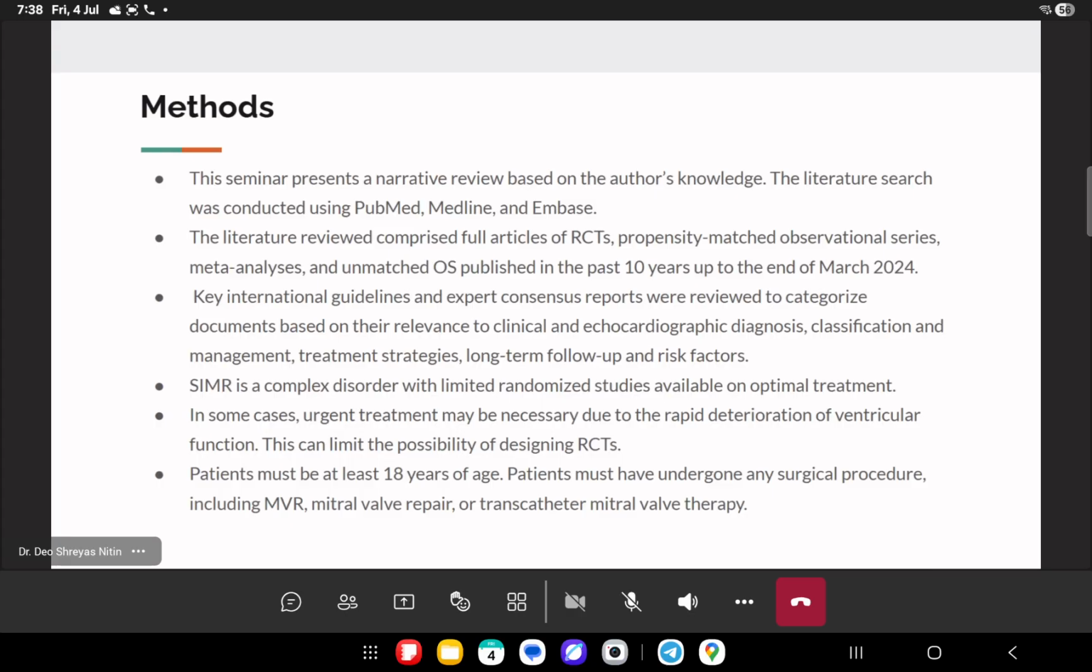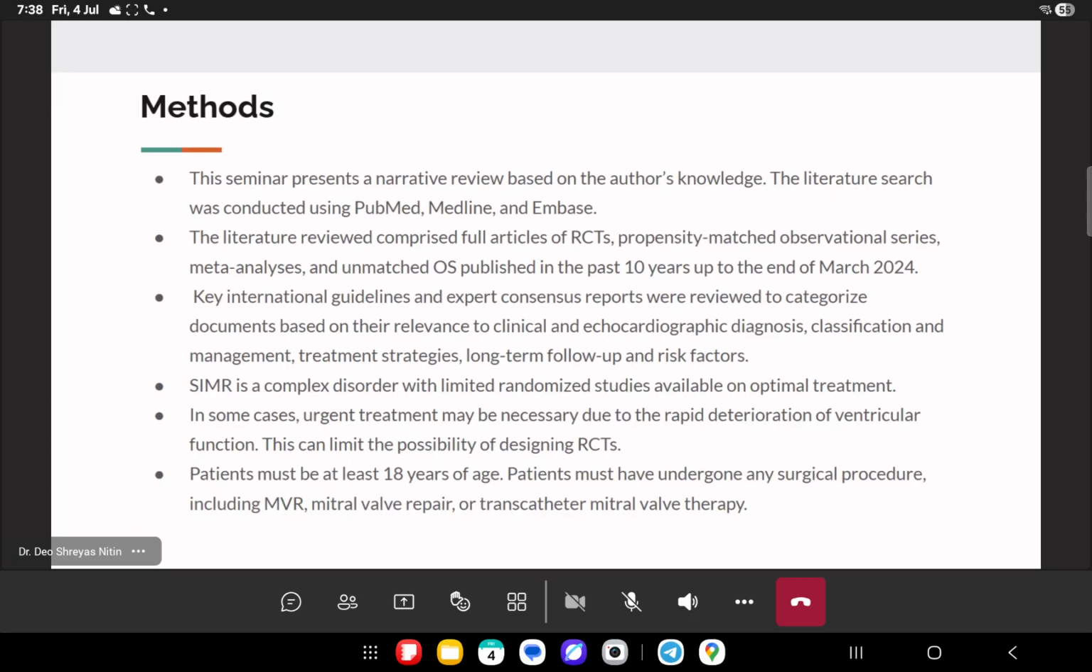Moving on to methods, this seminar presents a narrative review based on the author's knowledge. The literature search was conducted using PubMed, Medline and Embase. The literature review comprised full articles of randomized control trials, propensity-matched observational series, meta-analyses, and unmatched observational studies published in the past 10 years up to the end of March 2024.